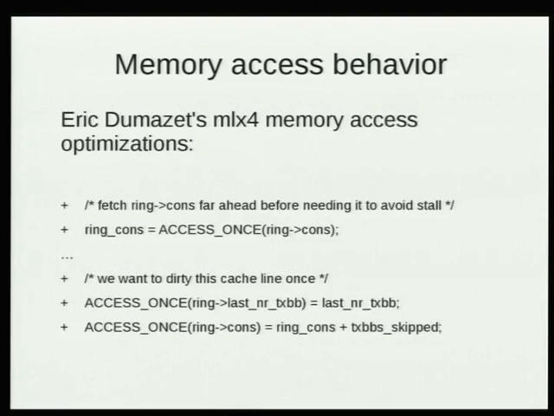So it was quite a large patch, and a huge performance benefit. The problem before was that the compiler saw that ring cons is incremented by txbbs skipped, and generated a read-modify-write expression, which forced the memory line to be exclusive on this node, and so it got more complicated for the CPUs to track that.